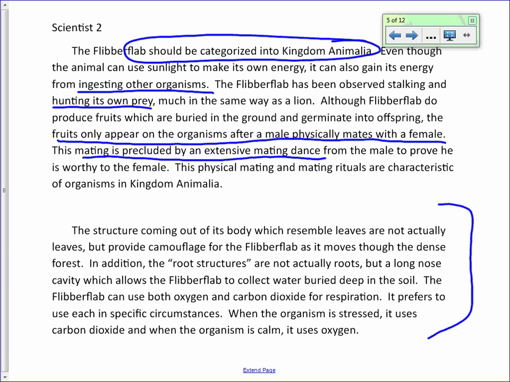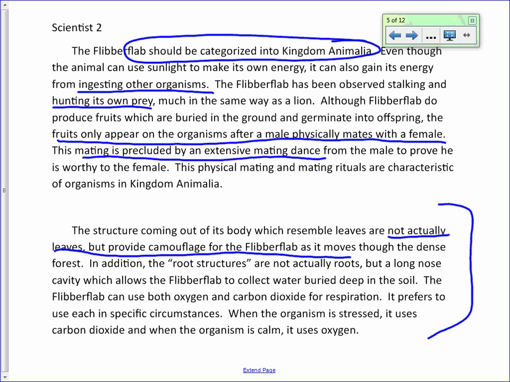Excellent. All right, let's take a look at any evidence in there of why it's a plant. I'm sorry, why it's an animal. We're on scientist 2. Why it's an animal. Excellent. All right, that the structures aren't actually leaves, they're just camouflage that happen to be sticking out. It looks like leaves, which some people think means it's a plant, but in the end it's not actually a plant because they're not actually leaves.